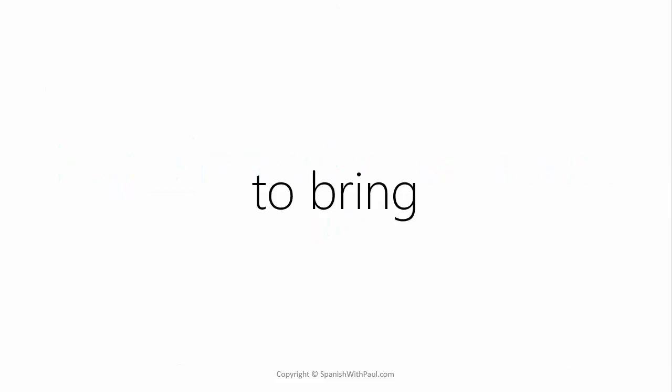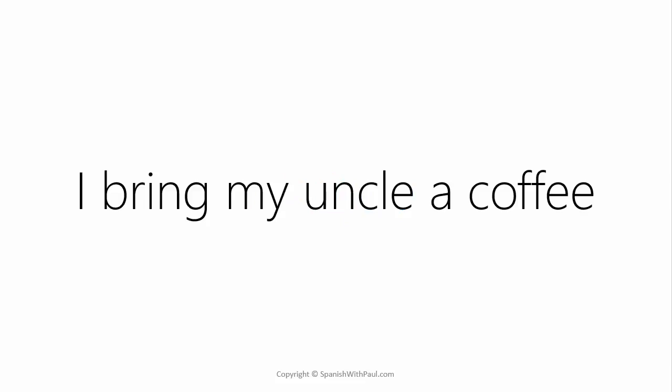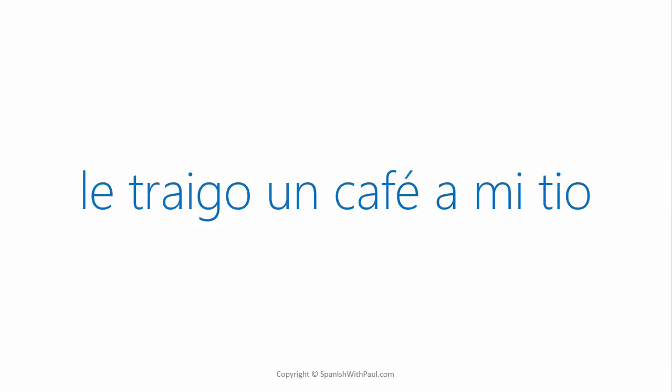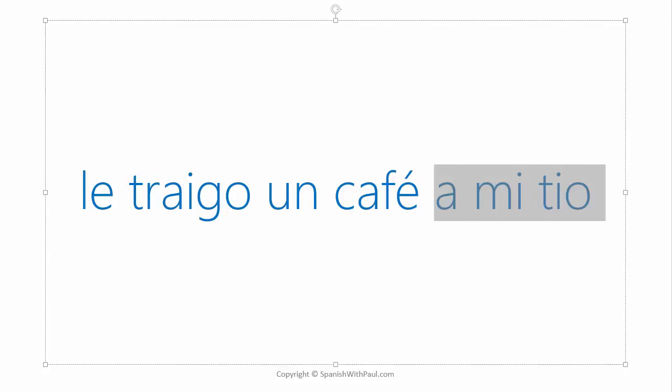The verb to bring is another one that falls into this category because you bring something to him or to her. And that verb is traer. Traer here, and it's an ER verb, traer. Now to express I bring, it goes irregular into traigo. Traigo is I bring. How would you say, I bring my uncle a coffee? Le traigo un café a mi tío. To him, I bring a coffee to my uncle.